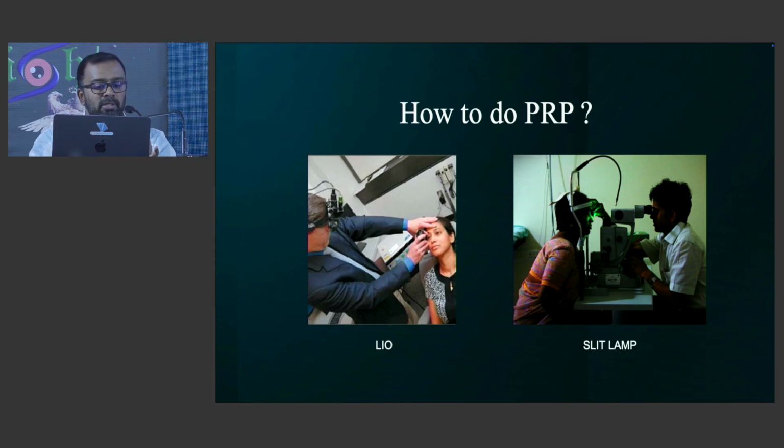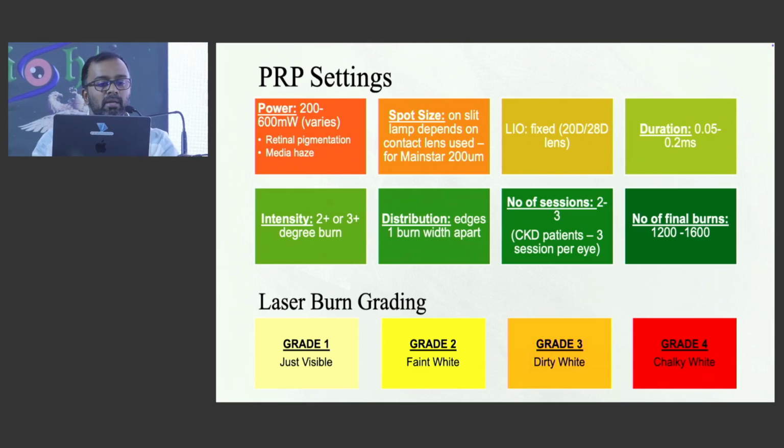Now, traditionally PRP is given either through a slit lamp delivery system or even through an LIO. The various power settings can vary. Power can vary from 200 to 600 milliwatts depending upon the retinal pigmentation. If your pigmentation is heavier, it requires less power, whereas a lightly pigmented fundus will require more power to get the burn. Other factors include media haze, such as cataract or vitreous hemorrhage. It requires more power to get your desired burn.